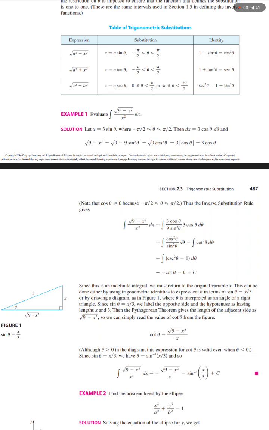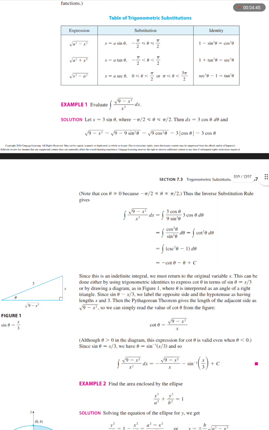Figure 1. Sine theta, which is opposite over hypotenuse, is x over 3.